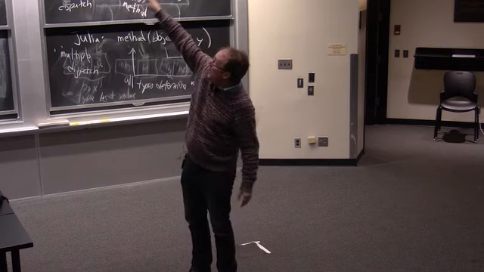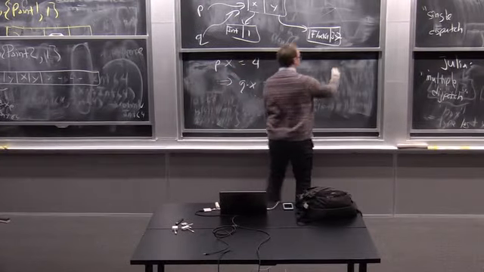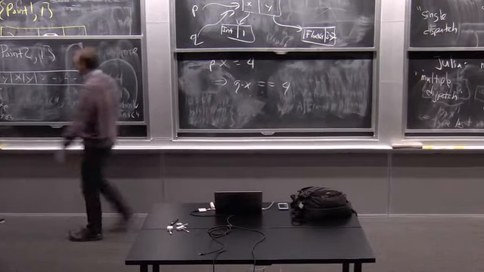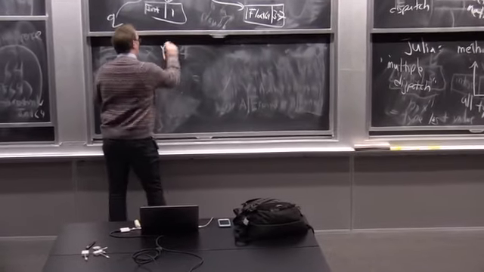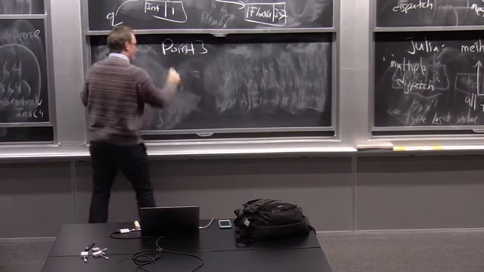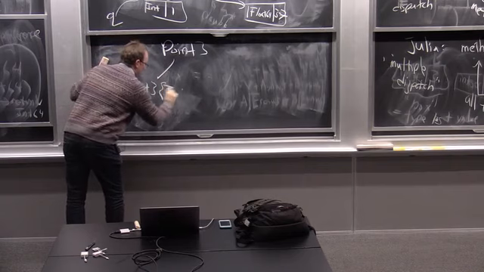So T is any type, and less than colon means is a subtype of. So T is any subtype of Real. Could be Float64, could be Int64, could be Int8, could be BigFloat, could be a user-defined type. It doesn't care. So Point3 here is a whole hierarchy. I'm not defining one type. I'm defining a whole set of types. So Point3 is a set of types. There's a Point3 of Int64.